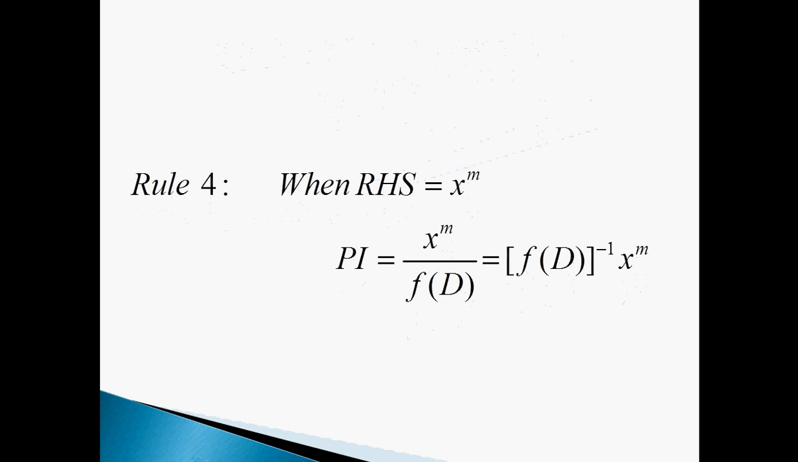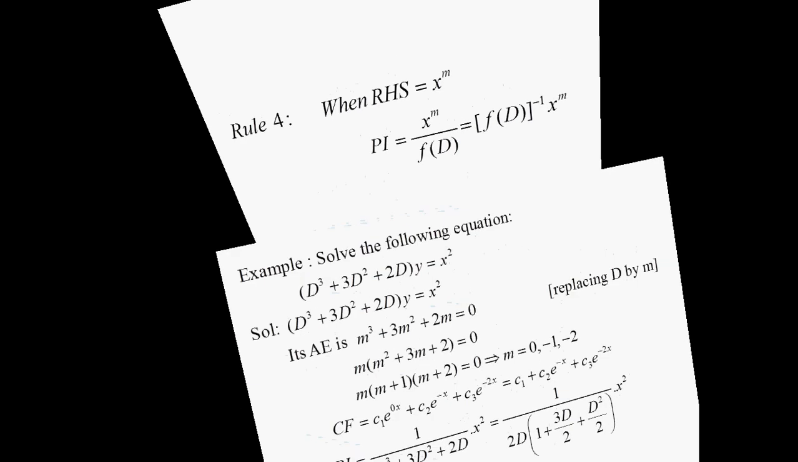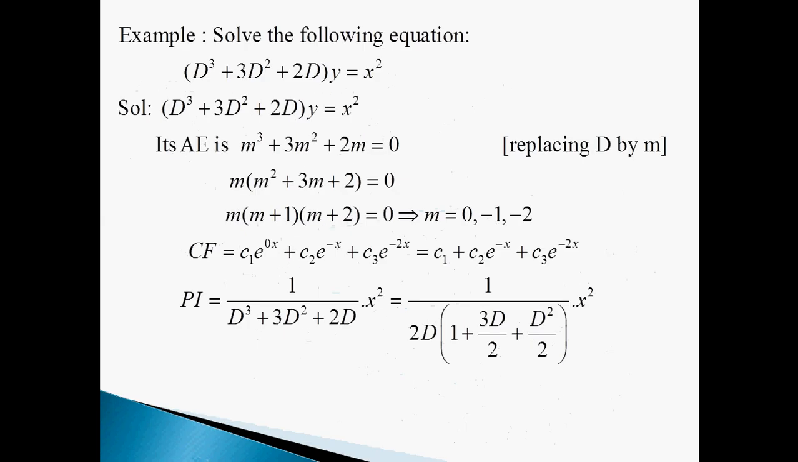Rule 4. When the right hand side of the differential equation is x to the power m, then the particular integral is equal to 1 upon f(D) into x to the power m, which is equal to f(D) inverse into x to the power m. We take an example: (D cube plus 3D square plus 2D) y equal to x square.